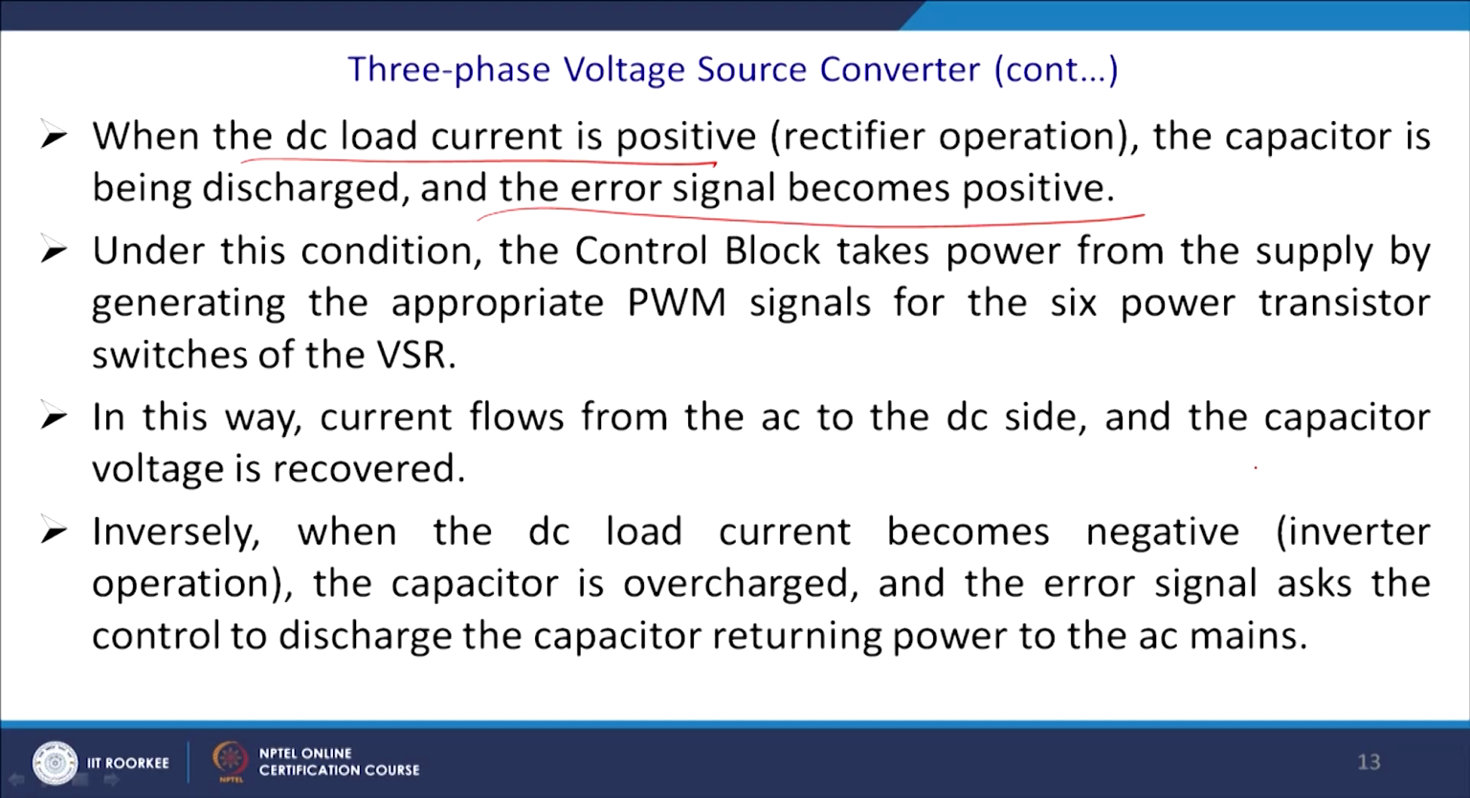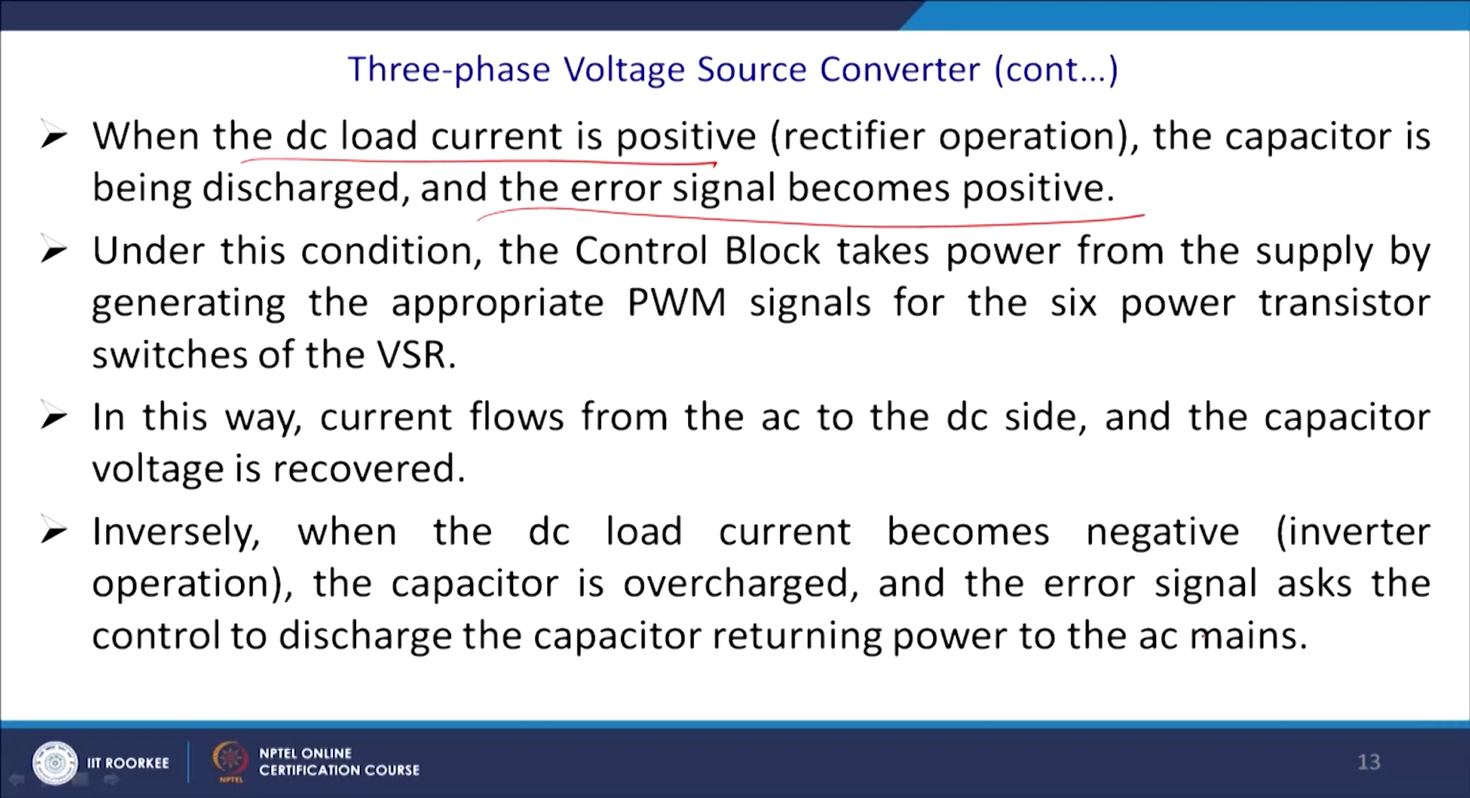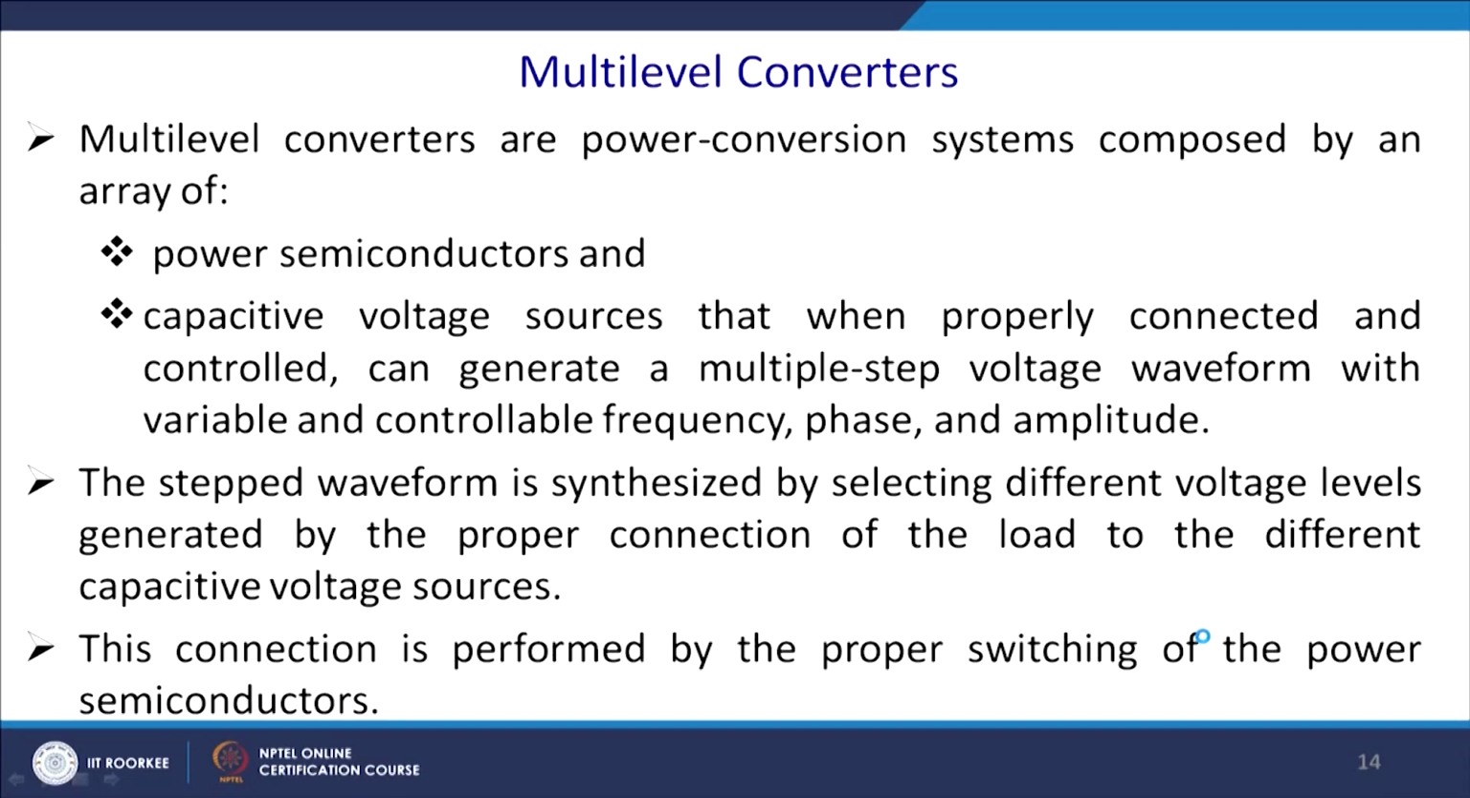And inversely, when power is required to be delivered to the grid, then the DC load current becomes negative, that is inverter operation. The capacitor is overcharged and the error signal has the control to discharge the capacitor, returning power to the main grid. Now, we will talk about the multi-level converter, because there are two reasons for choosing a multi-level converter.